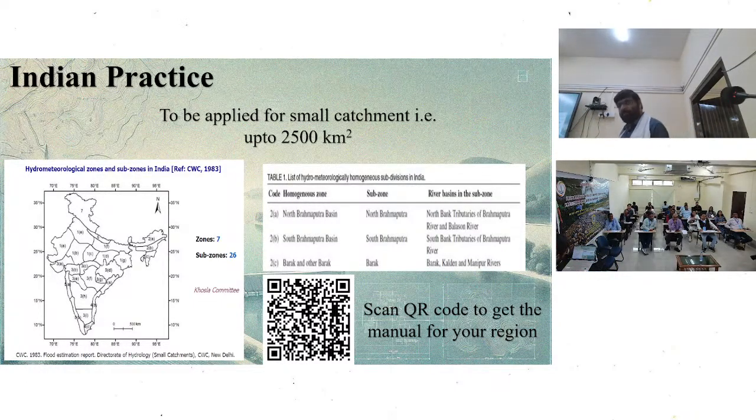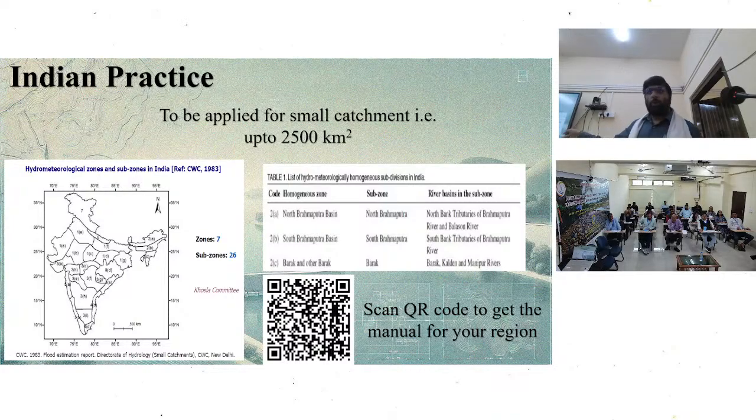So please ensure that whatever catchment you are using, you check which zone it lies in. If you use formulas of the wrong zone in 2A, everything will be wrong, and the DPR will be rejected on technical grounds. So don't do that. Now the catch is, I cannot use this formula for the Brahmaputra basin. It has to be used only for small catchments, up to 2500 square kilometers. If your catchment exceeds this, the method will not work. If somebody catches that you have applied these formulas beyond this limit, you will be in trouble. So don't do that.